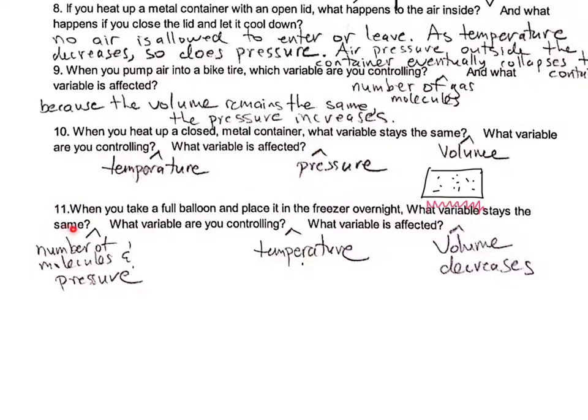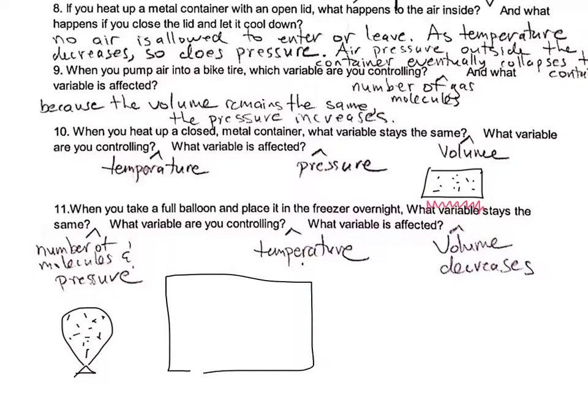Okay, lastly, number 11, when you take a full balloon and place it in a freezer overnight. Full balloon, and place it in a freezer overnight. What variable stays the same? What variable are you controlling? What variable is affected? So, full balloon, here's the balloon. We have some air molecules inside, okay, and they're pushing out, which makes the balloon puffy like this. And we're going to put it inside a freezer. In that simulation, there were these blocks of ice to indicate cold. And what would happen is the air molecules would start moving slower.